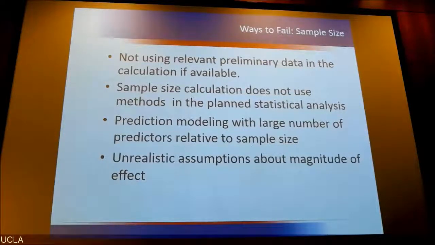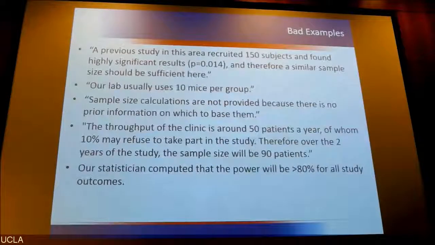Another is where the prediction modeling has a very large number of predictors relative to the sample size. This is often not incorporated directly into a sample size calculation, but is something that will often get fairly criticized by the panel. So I'm going to give you a few bad examples and then maybe a good example.